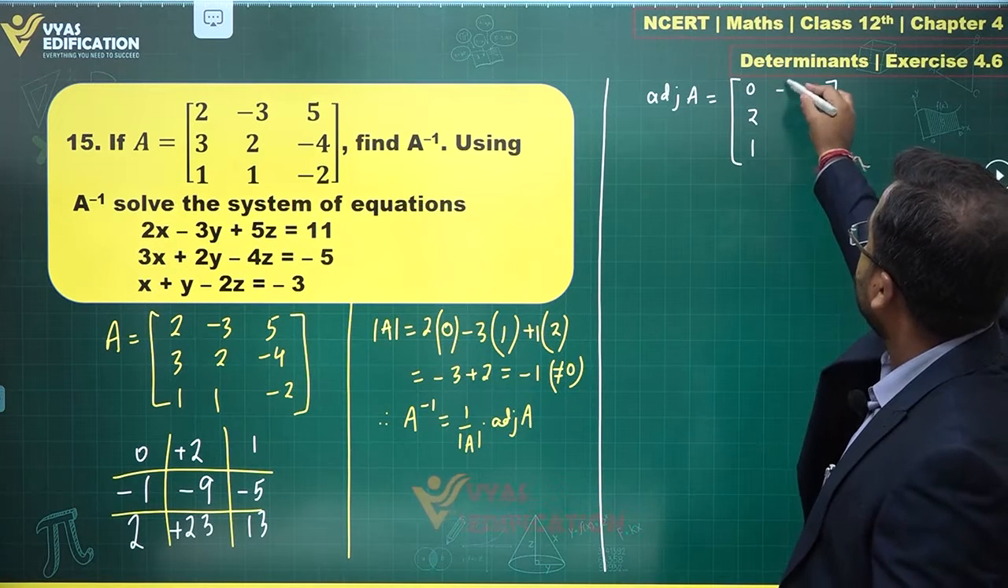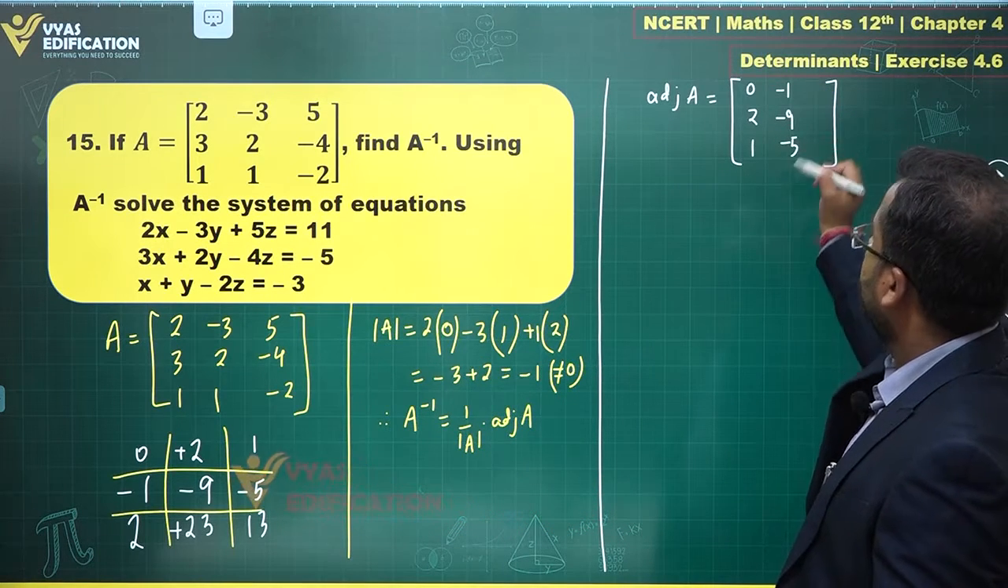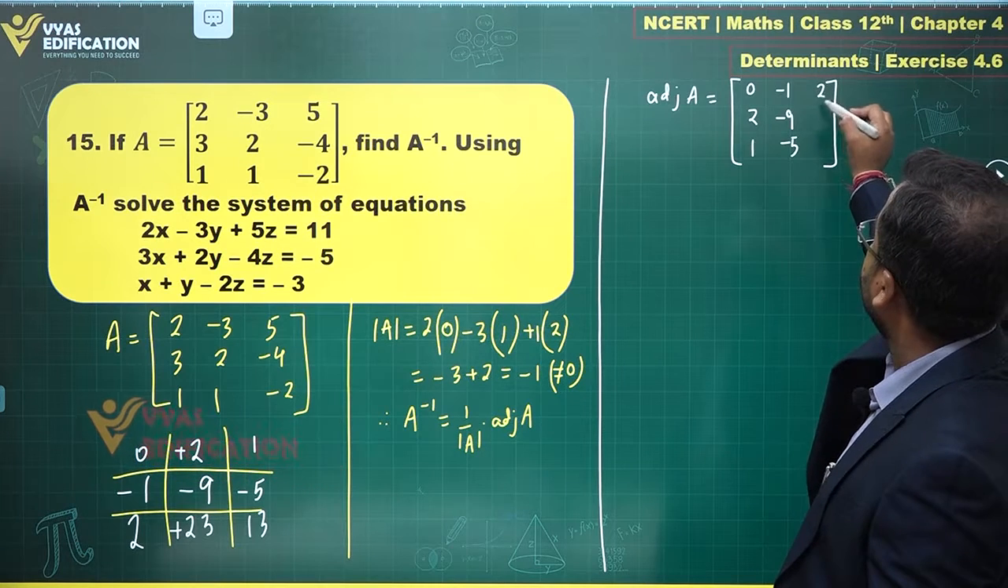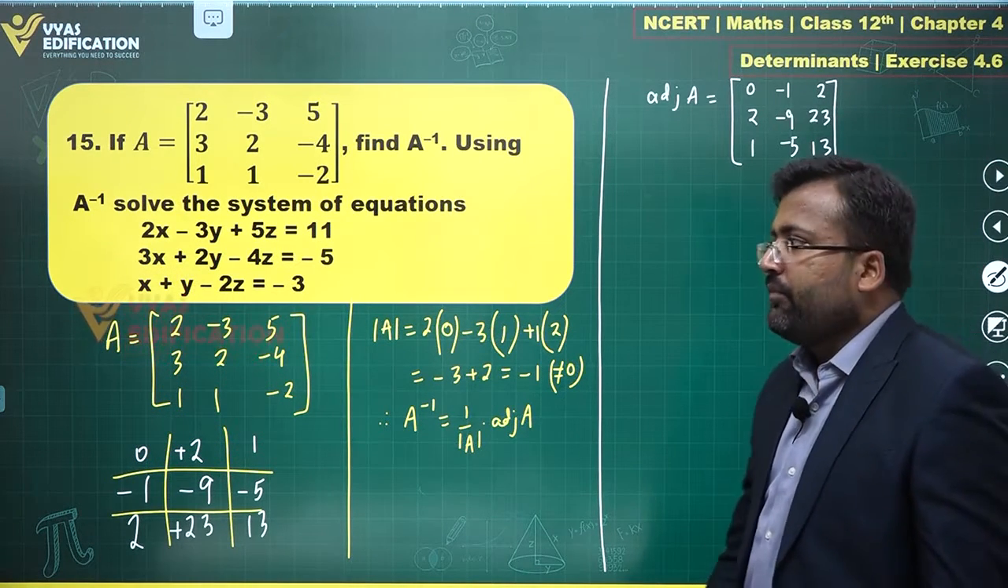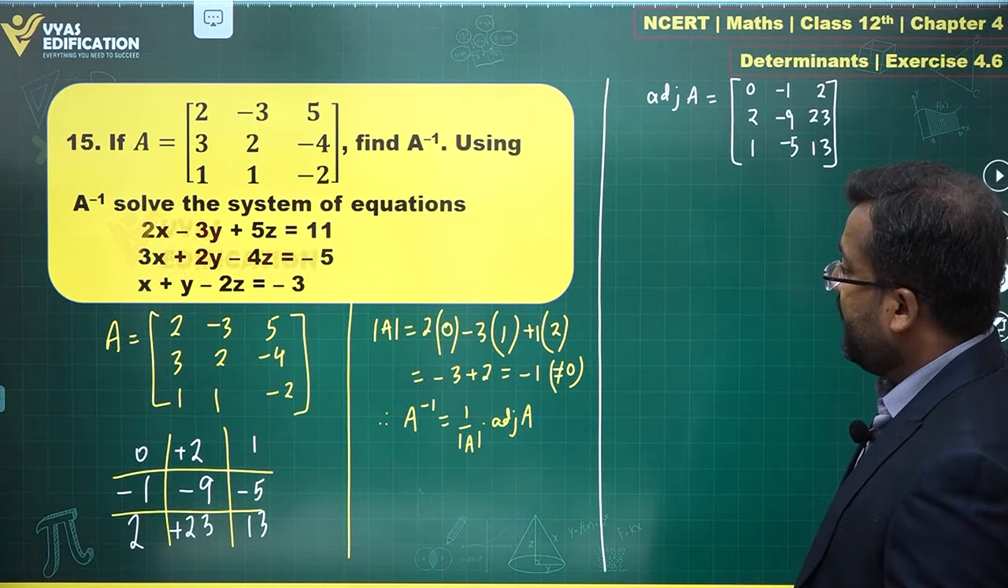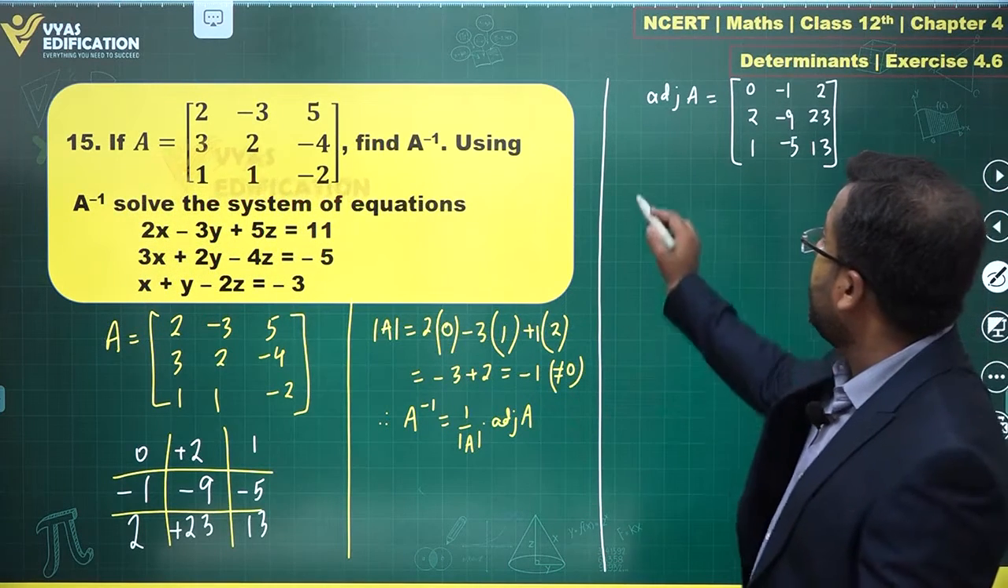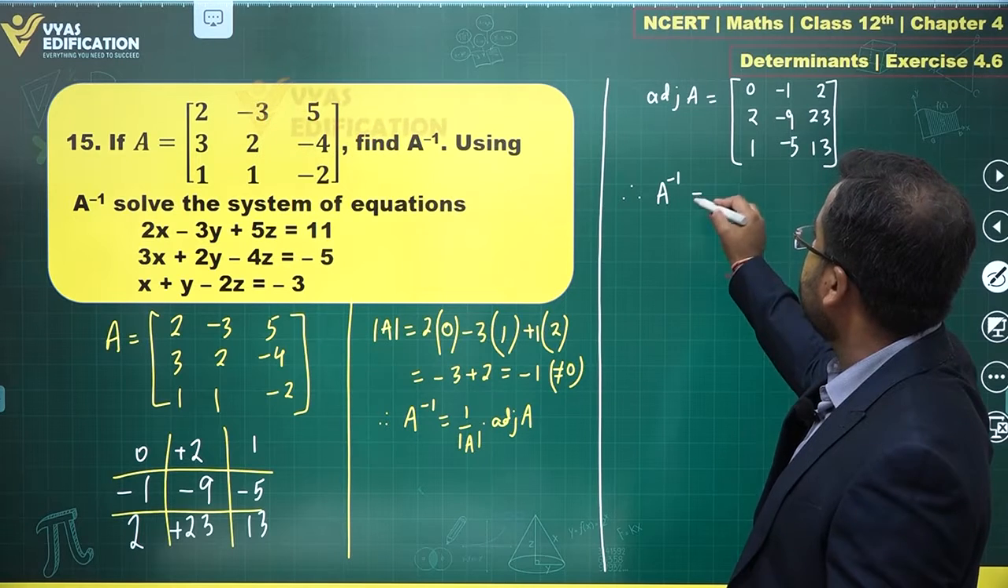Minus 1, minus 9, minus 5. Then you have 2, 23, 13. This is what you have. Adjoint of A is this. Is that okay? Yes. Once we are clear with the adjoint of A, we have determinant of A. Therefore, A inverse can be easily found. A inverse is equal to what?